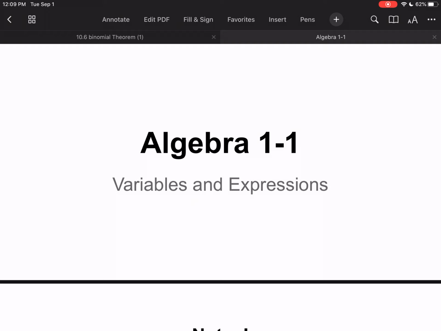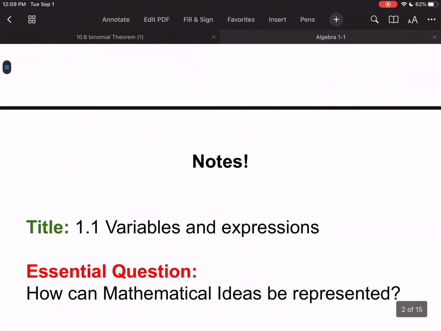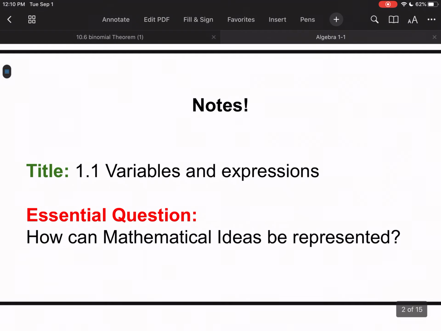We're basically going to be working on how we can write verbal expressions for mathematical expressions and vice versa. So let's get right into it. I would encourage you to use the notes that I've provided. There should be a link to those on Google Classroom. This will be notes 1.1, variables and expressions.